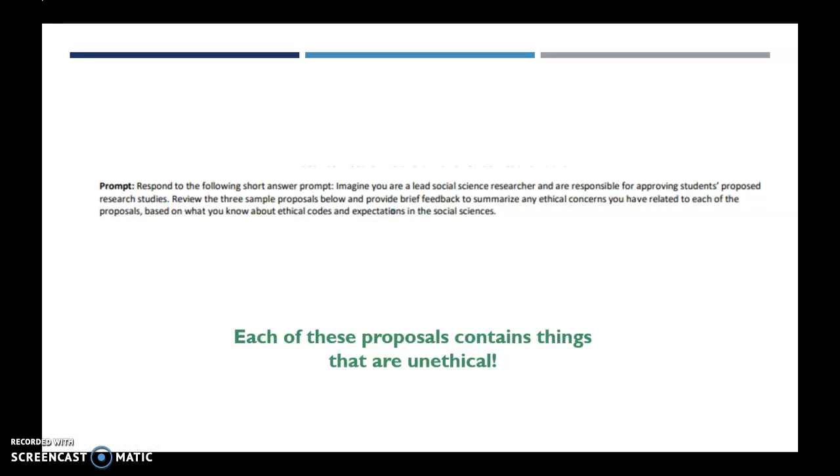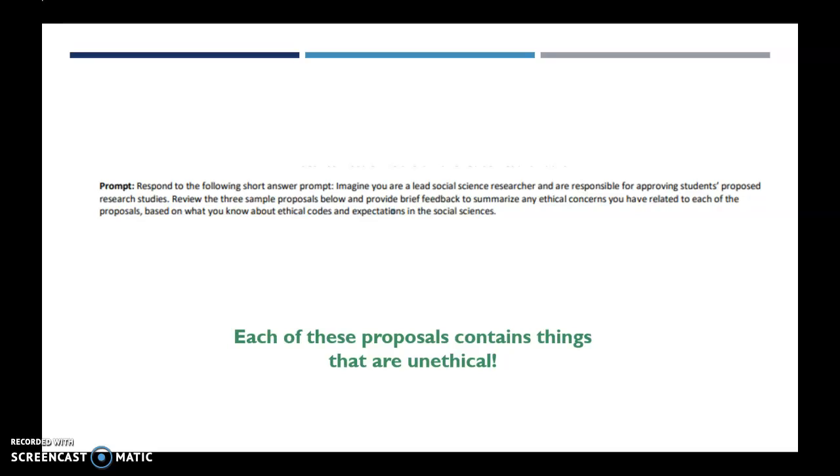So your prompt for this is as follows. Respond to the following short answer prompt. Imagine you are a lead social science researcher and are responsible for approving students' proposed research studies. Review the 3 sample proposals below and provide brief feedback to summarize any ethical concerns you have related to each of these proposals based on what you know about ethical code and expectations in the social sciences.